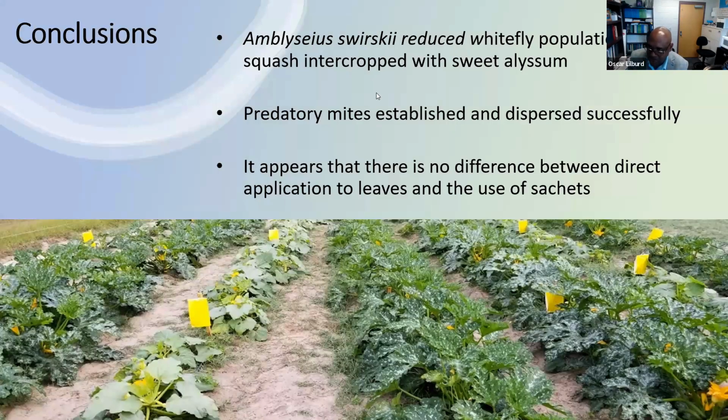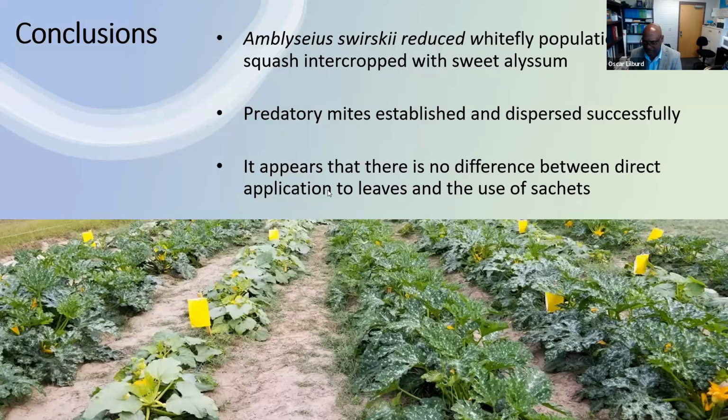So some of the conclusions that we draw from this work here was that Amblyseius swirskii reduced whitefly population, as you see, with squash intercrop with Swirskii. Predatory mites were able to establish and disperse successfully. You can see that the predatory mites even went as far over as the control. And it appears that there is no difference between direct application to the leaves, I'm talking about of the predatory mites to the leaf, as opposed to using the sachets. There's no difference in terms of whether you apply it to the leaf or the sachets.